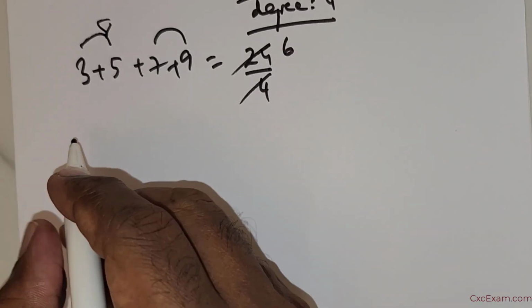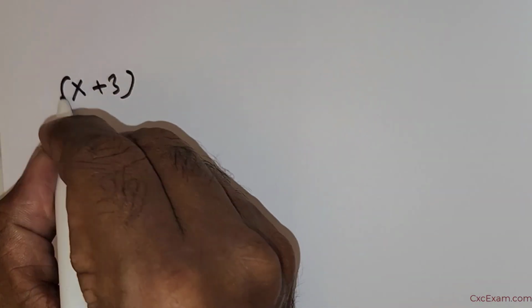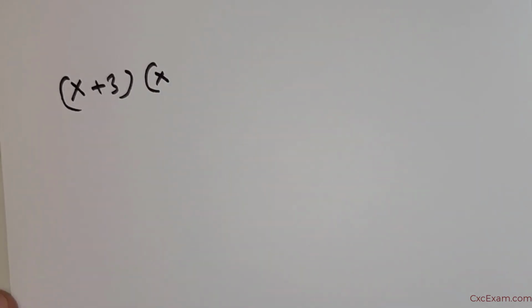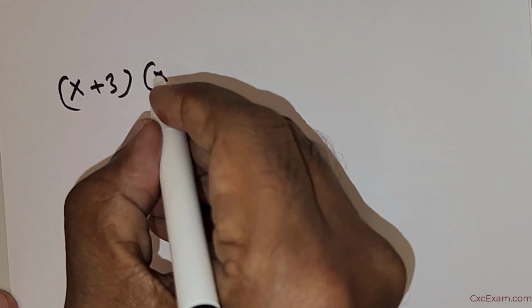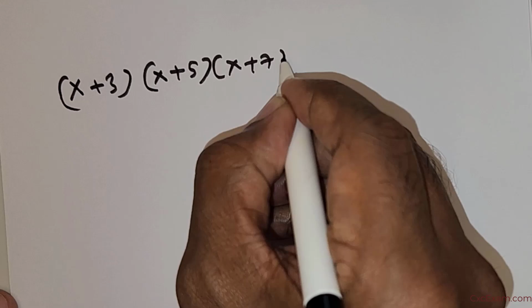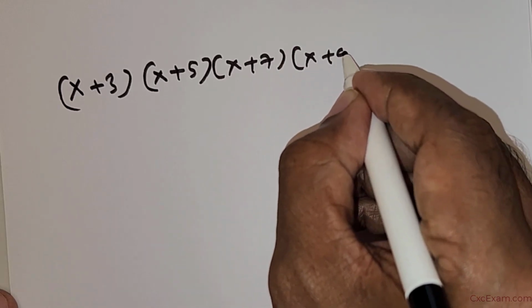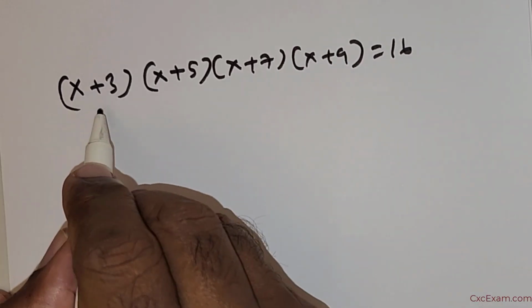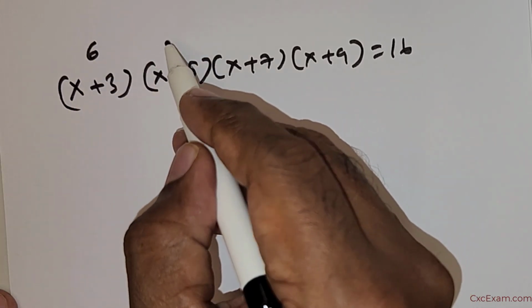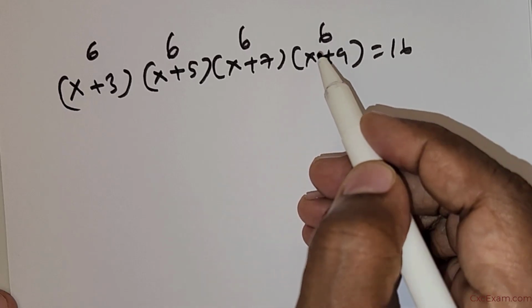Now what you have to do is rewrite the given system. x positive 3 times x positive 5 times x positive 7 times x positive 9 is equal to 16. Now on the head, you just place the value that we've got. We've got 6, so you place 6, 6, 6.